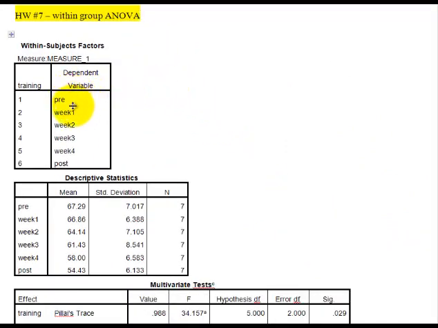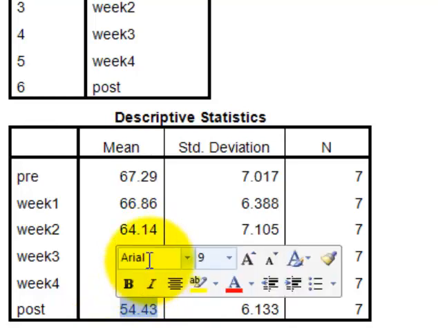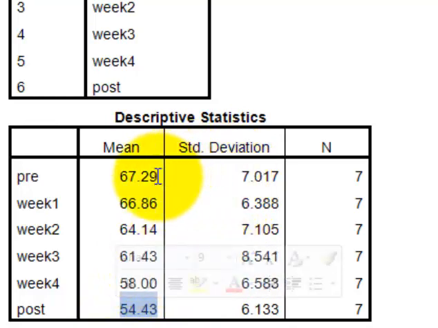So here's our 5 different groups. 1, 2, 3, actually 6, right? 6 different times these divisions were measured. Here's the means of all the different weeks. What I do is I look at the lowest, 54, and then the highest, 67, and that's 13. So the difference between the highest and the lowest is 13, and then I look at the standard deviations. They're somewhere around 6 or 7, and 13 is almost 2 standard deviations. That tells me there's probably going to be a significant difference in there somewhere.